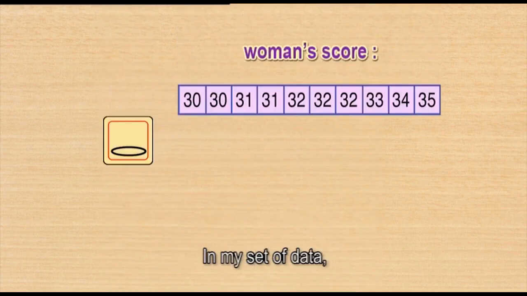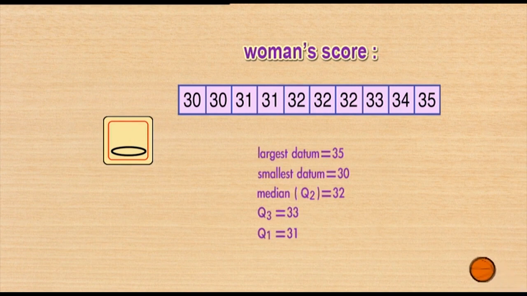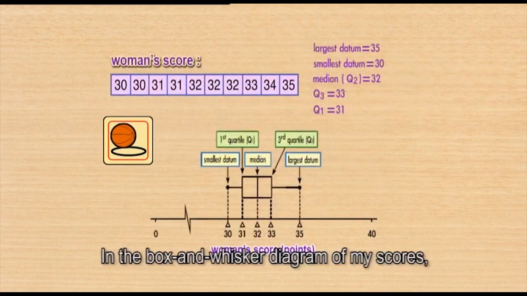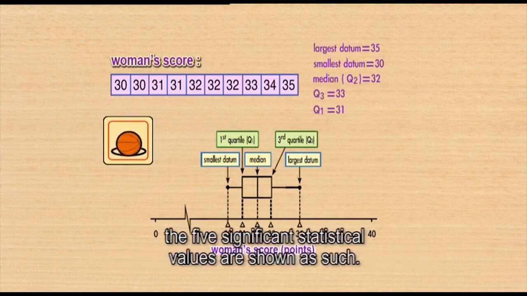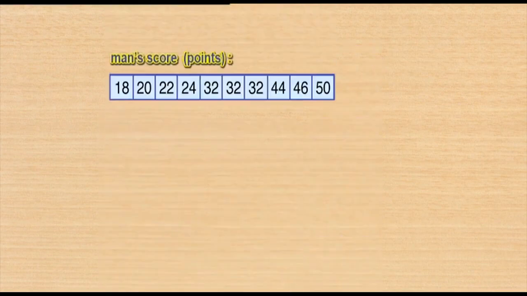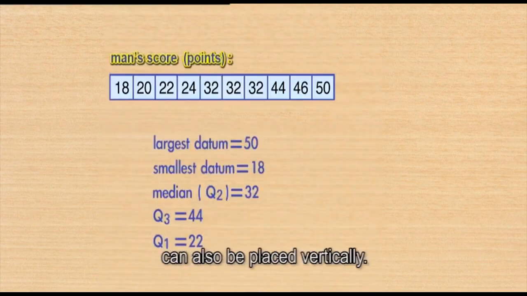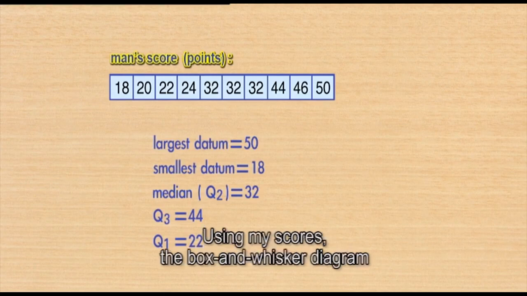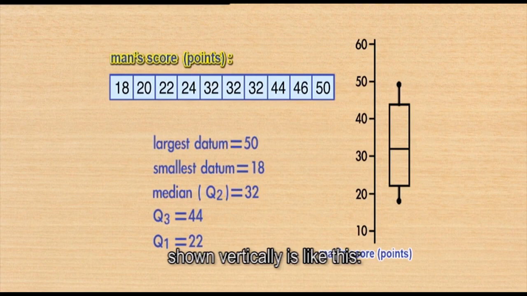In my set of data, the largest datum is 35. The smallest datum is 30. The median is 32. The third quartile is 33. The first quartile is 31. In the box and whisker diagram of my scores, the 5 significant statistical values are shown as such. The box and whisker diagram can also be placed vertically. Using my scores, the box and whisker diagram shown vertically is like this.